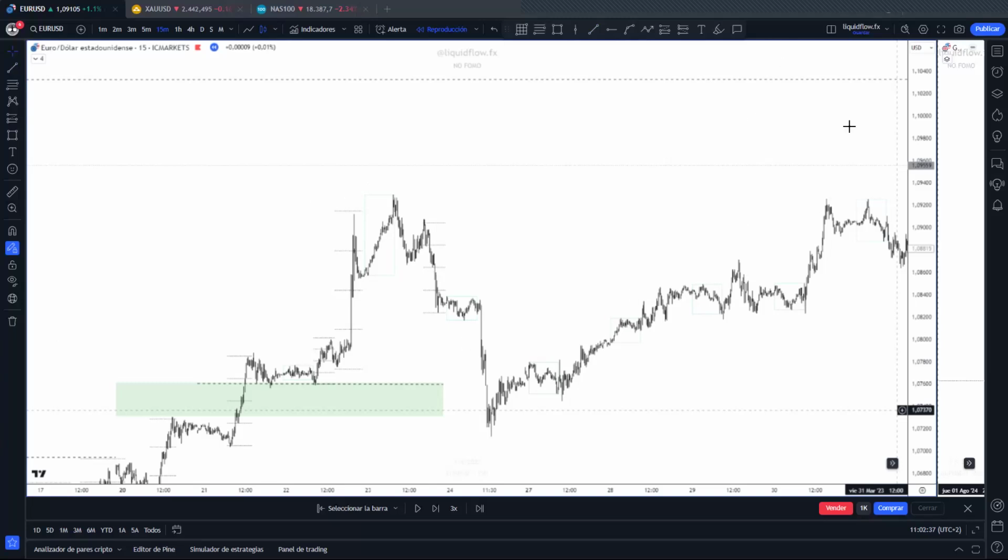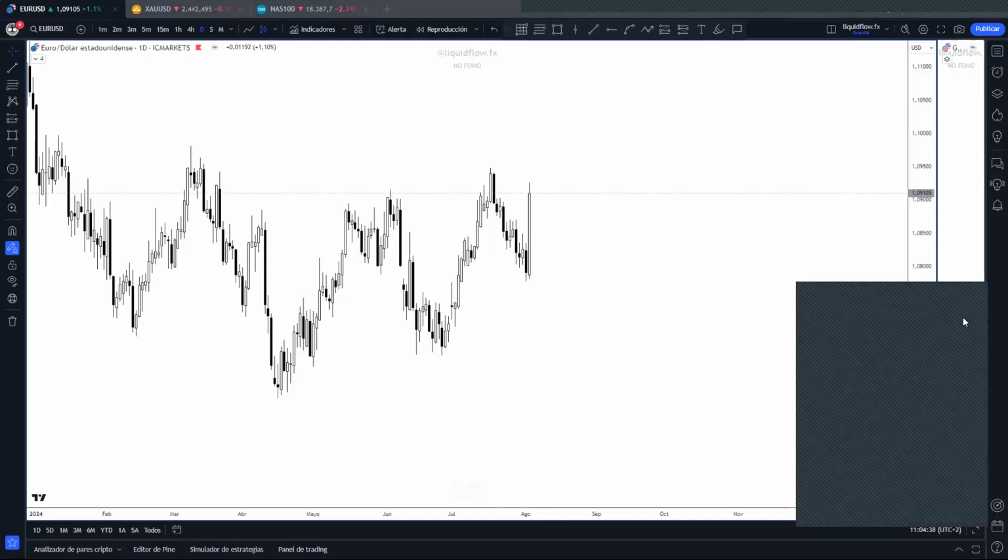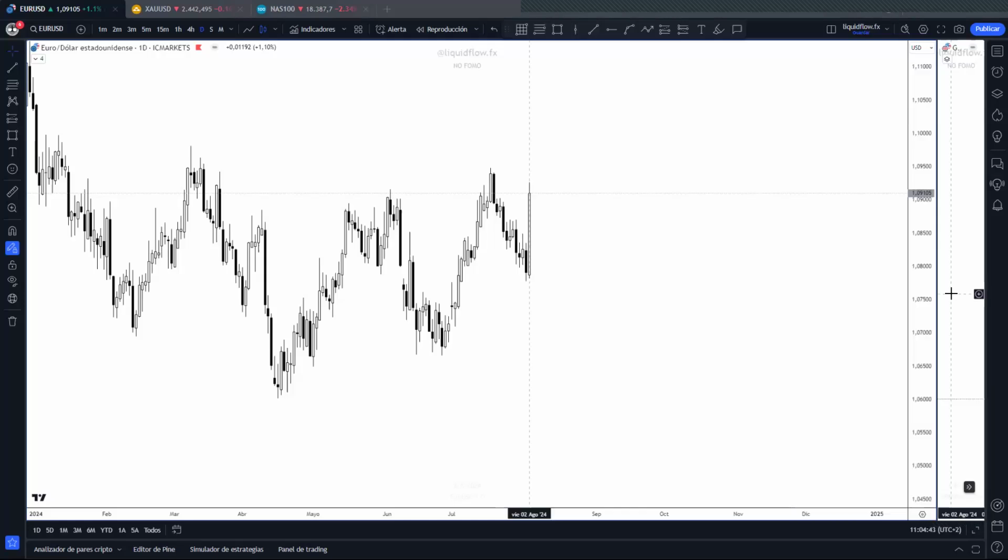Any question about it? Okay, if everything is crystal clear, so yeah, that's the important one. Just follow fair value gaps. It's the best way.